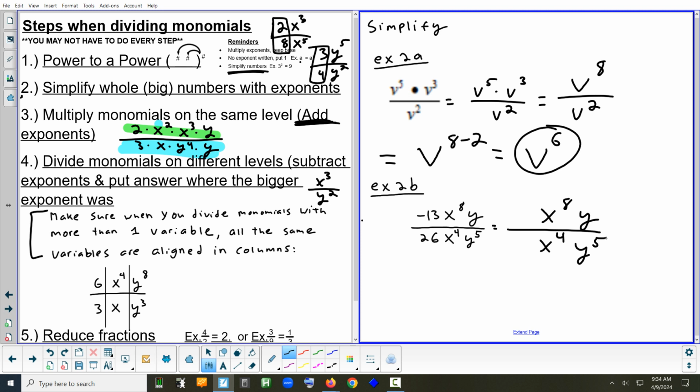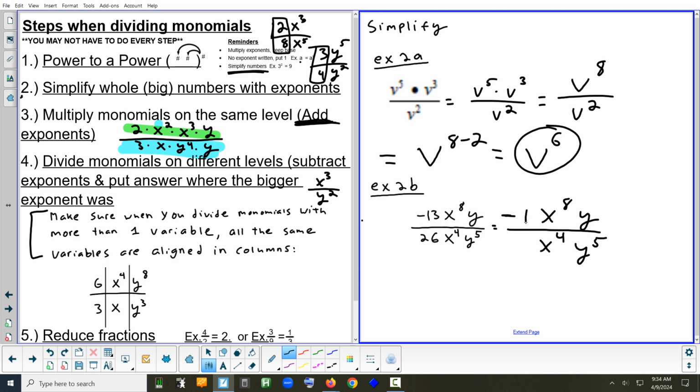What number goes into 13 and 26? Yeah, 13. Okay, the negative is going to stay right where it is. How many times does 13 go into 13? Once. How many times does 13 go into 26? 3 times. That would be 39.